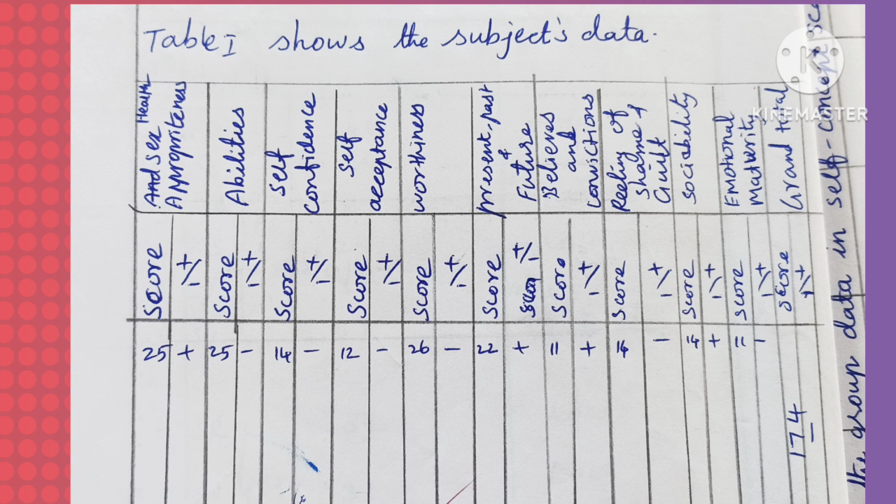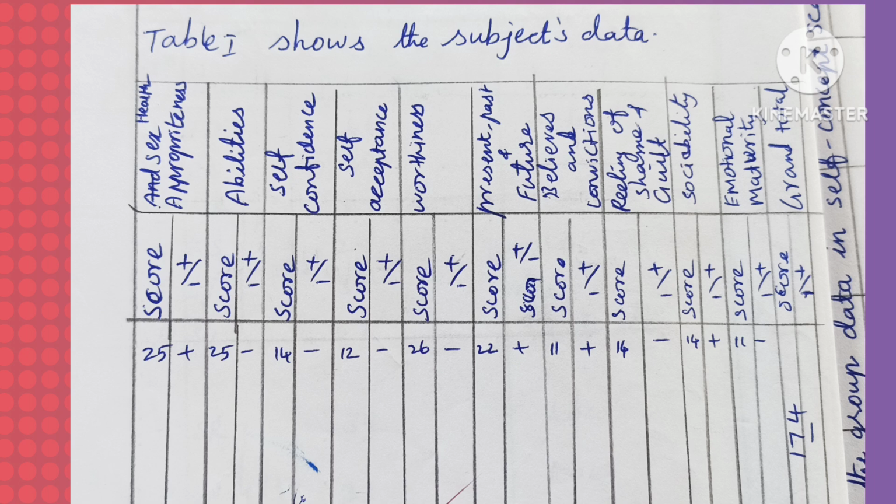After finishing, we have to move on to table 1. Table 1 shows the subject data. How much mark the subject has got in the 10 dimensions, positive score or negative score, should be mentioned, and the grand total should be written as positive or negative. Here my subject got 174, it is negative.